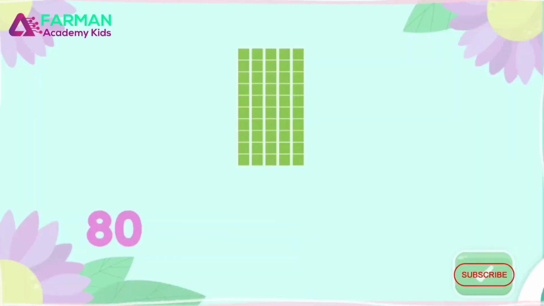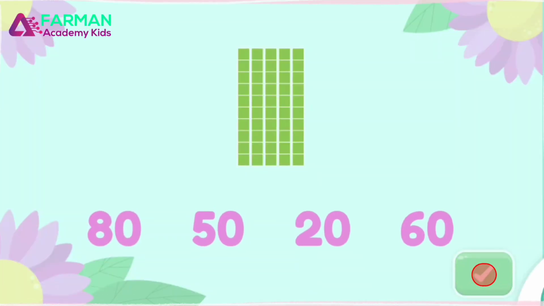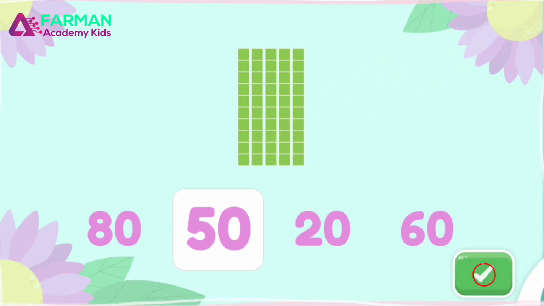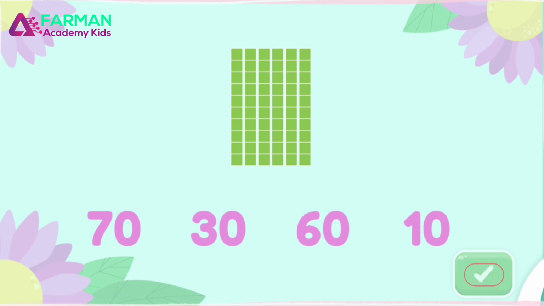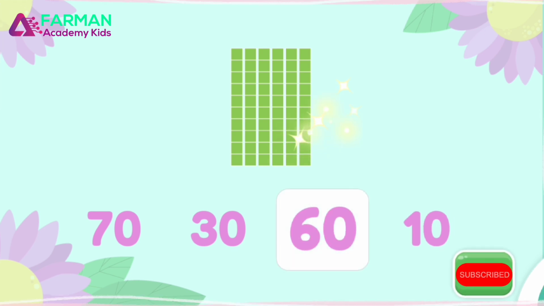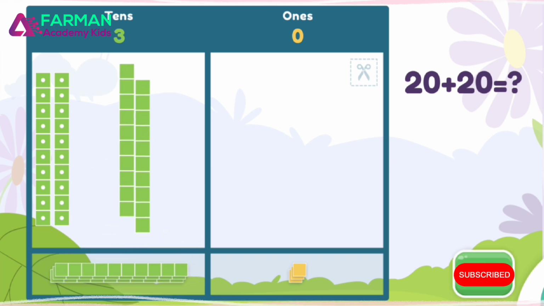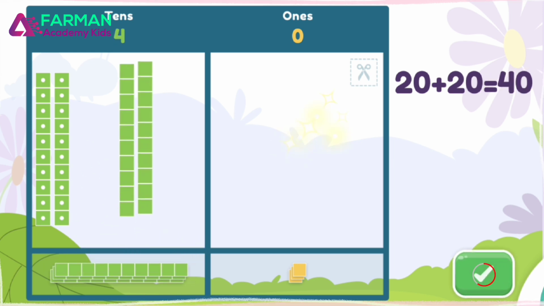Thanks for playing with. How many blocks are there total? Each rod equals 10 blocks. You did it! There are 50. How many blocks are there now? Each rod equals 10 blocks. Good thinking! There are 60.